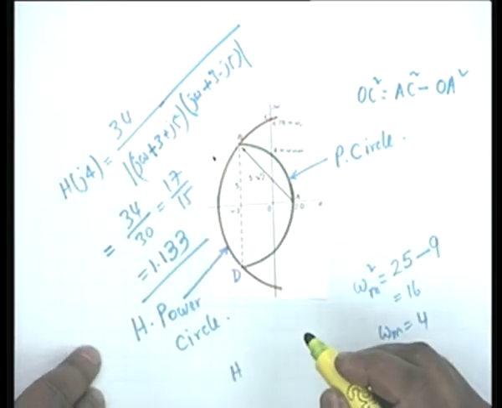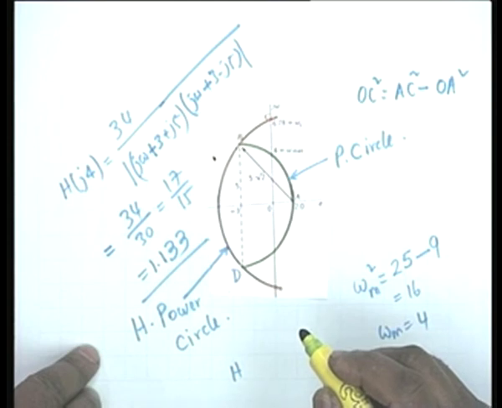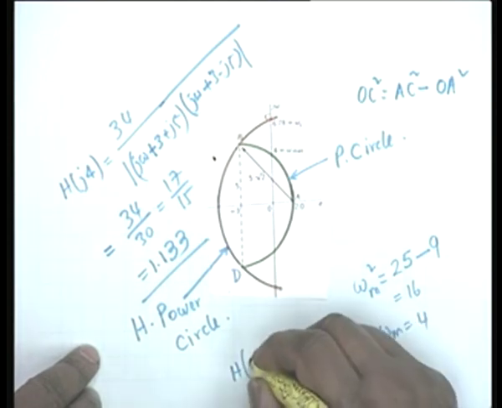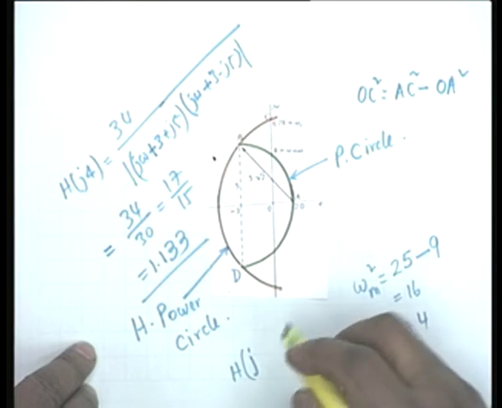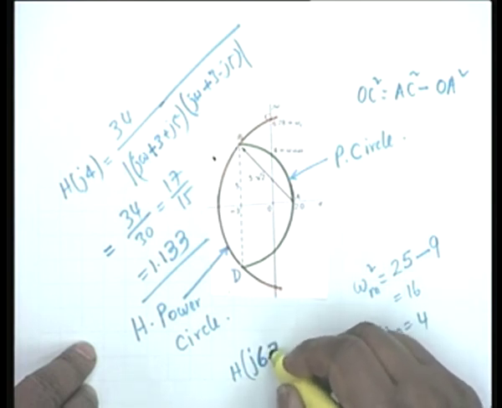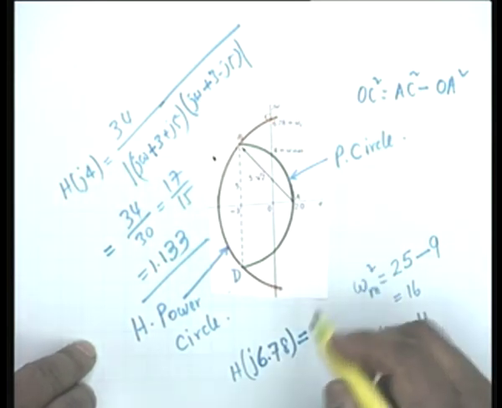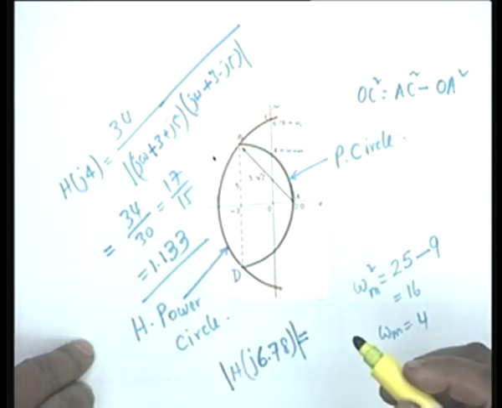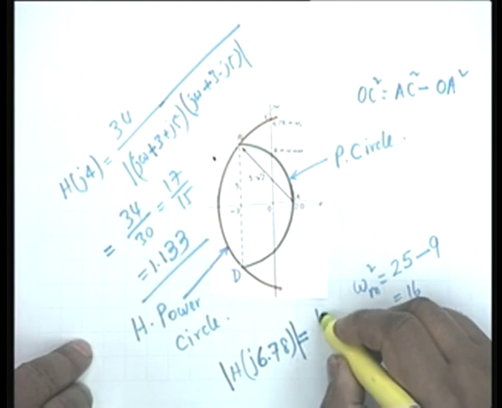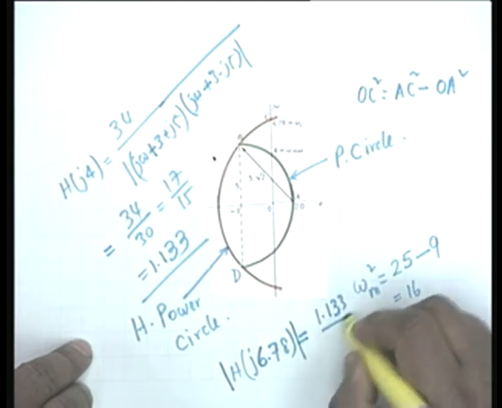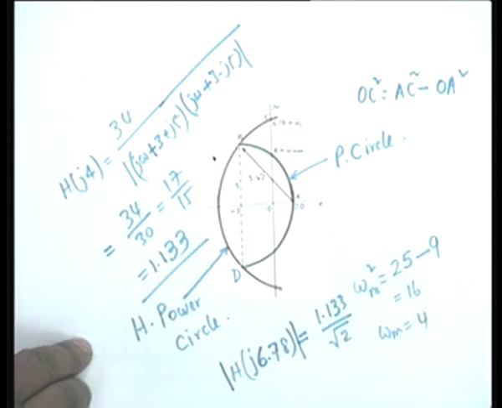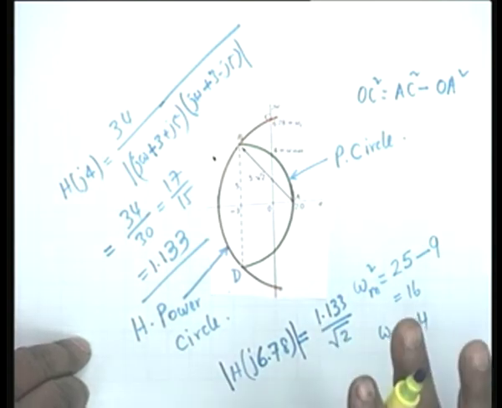And now if one asks you quickly, what is the magnitude at 6.78? Okay, so it is simply 1.133 divided by root 2, okay, and the complete problem is solved. There is nothing that is unknown.